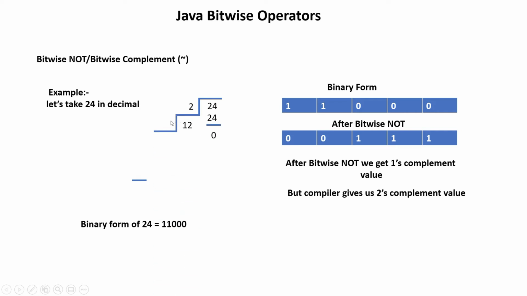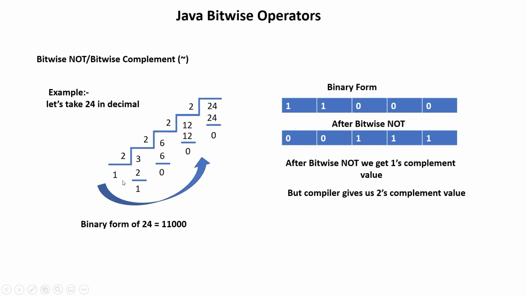Let's divide by 2 again. 6 times 2 is 12, and 12 minus 12 is 0. Again, let's divide by 2. 3 times 2 is 6, and 6 minus 6 is 0. And again, let's divide by 2. That gives 1, and 1 times 2 is 2, and 3 minus 2 is 1.